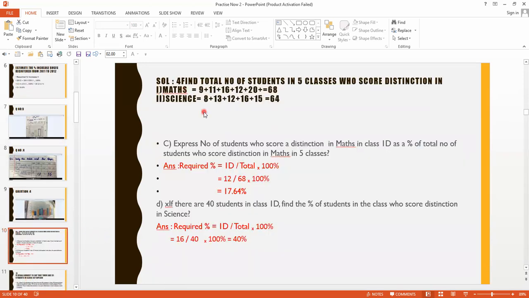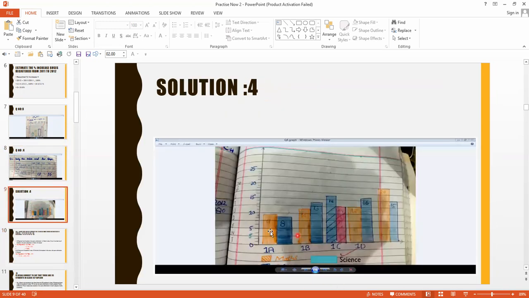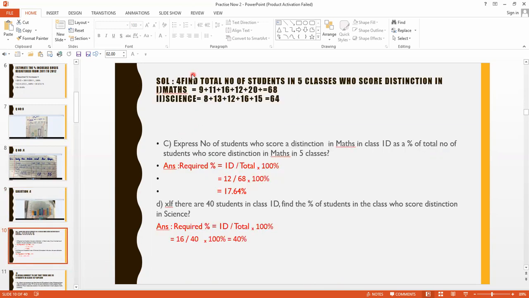They are saying in the same question, find total number of students in 5 classes, because we have 1A, 1B, 1C, 1D, and 1E. Again, show it from the table. Look here. How many classes are there? 5 classes are there. Look at the graph. How many classes are there? 1A, 1B, 1C, 1D, and 1E. So 5 classes are given. They are saying find total number of students in 5 classes who scored distinction in maths.